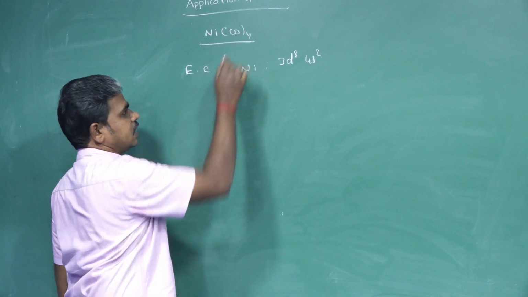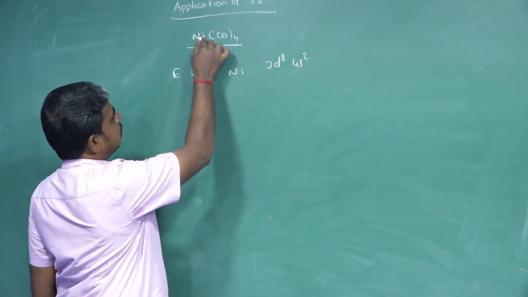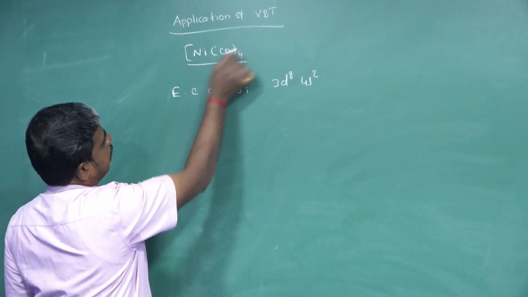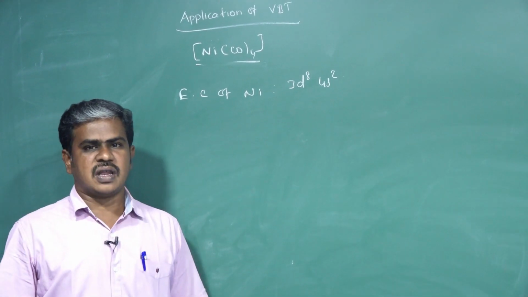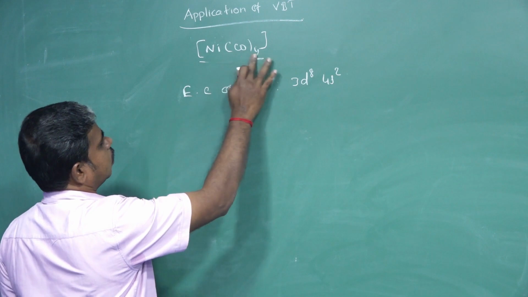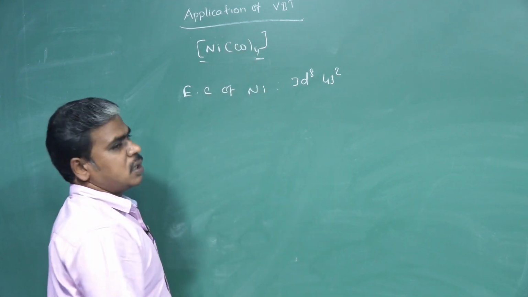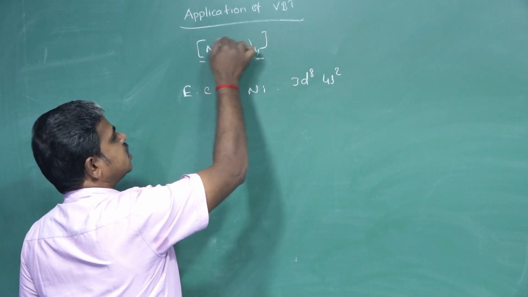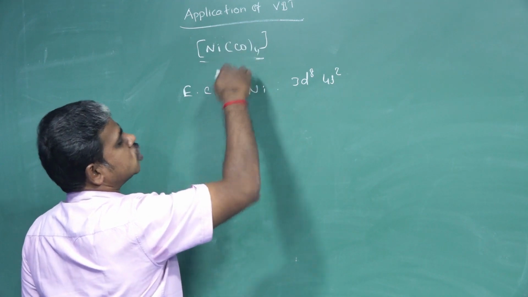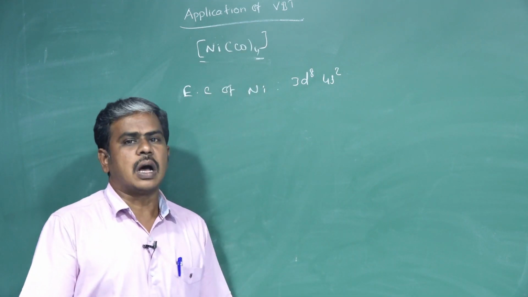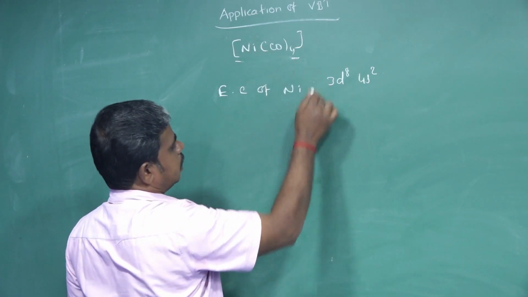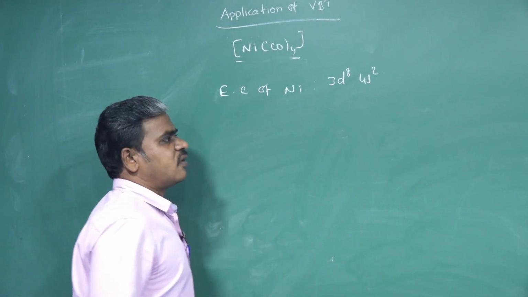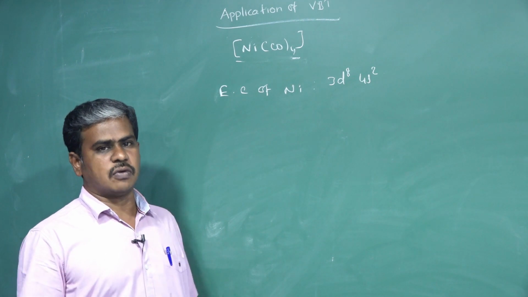In this complex, the oxidation state of nickel is identified. Here CO is a neutral ligand, and there is no loss of electron from nickel. So the oxidation state of nickel is 0. So in this complex, the electronic configuration of nickel is 3d8 4s2.